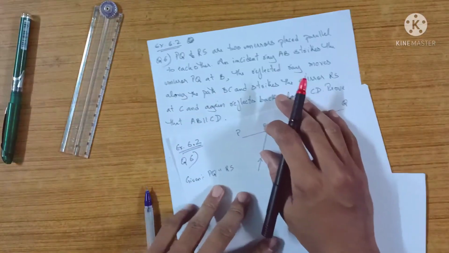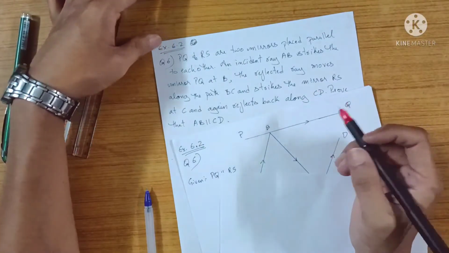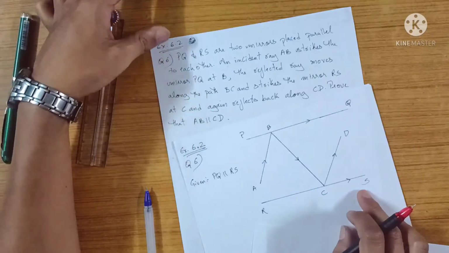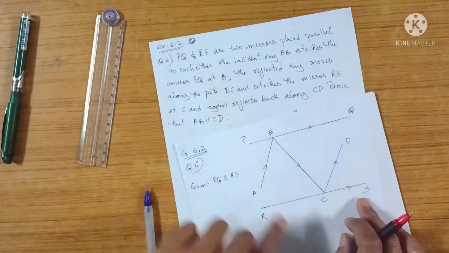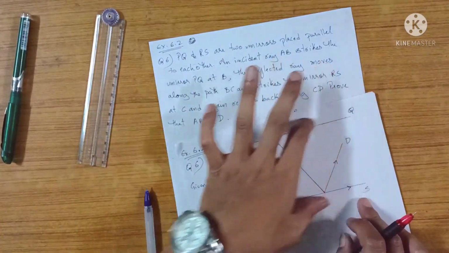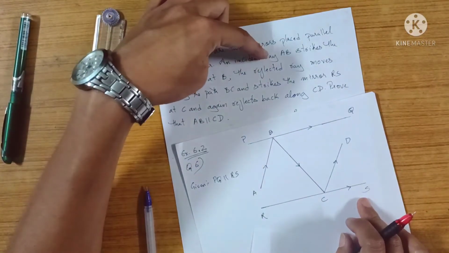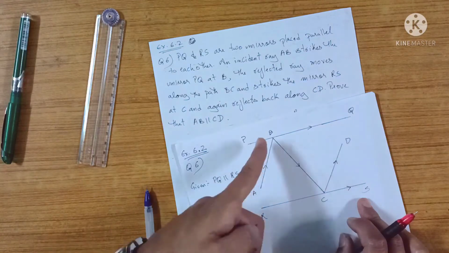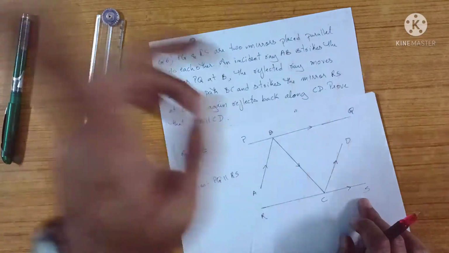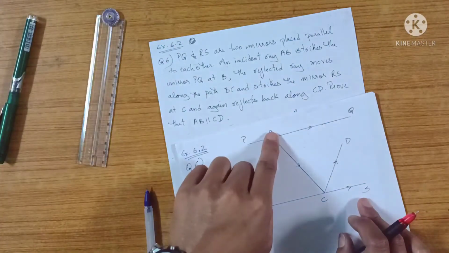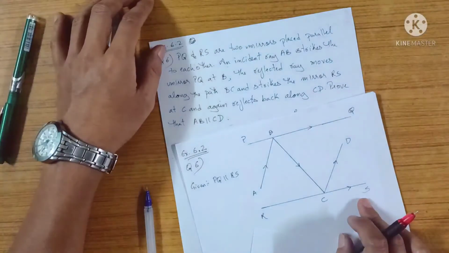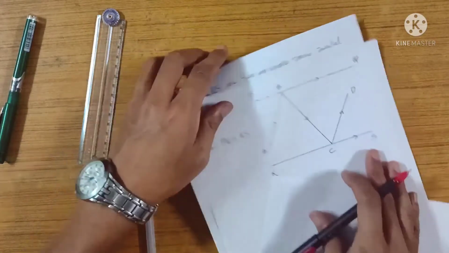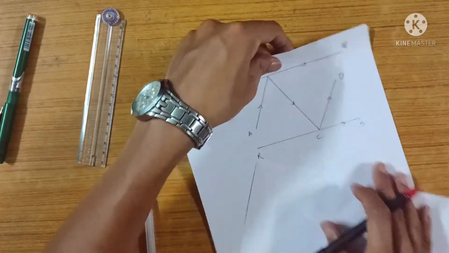So, the question is, PQ and RS are two mirrors placed parallel to each other. So these two are parallel to each other. An incident ray, AB, strikes the mirror PQ at B, and reflects. The light is reflected back here and reflects again and goes. We have to prove that AB is parallel to CD. So that's the question. I'll just write the answers here.